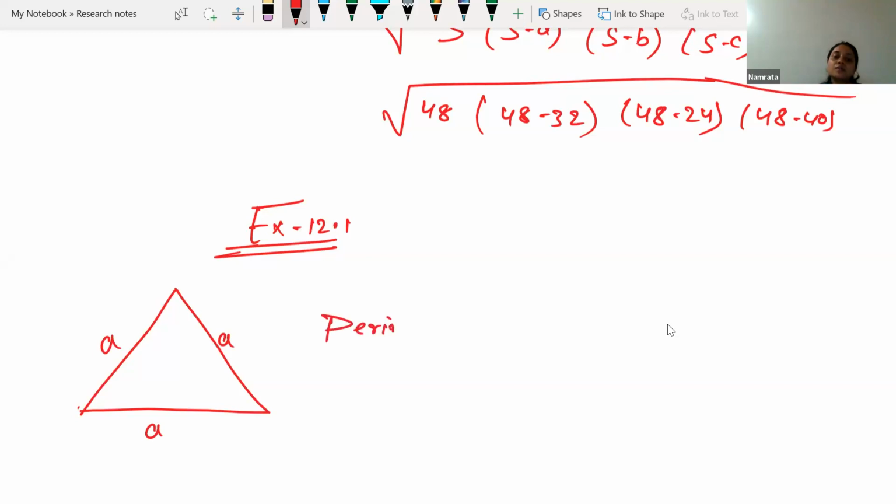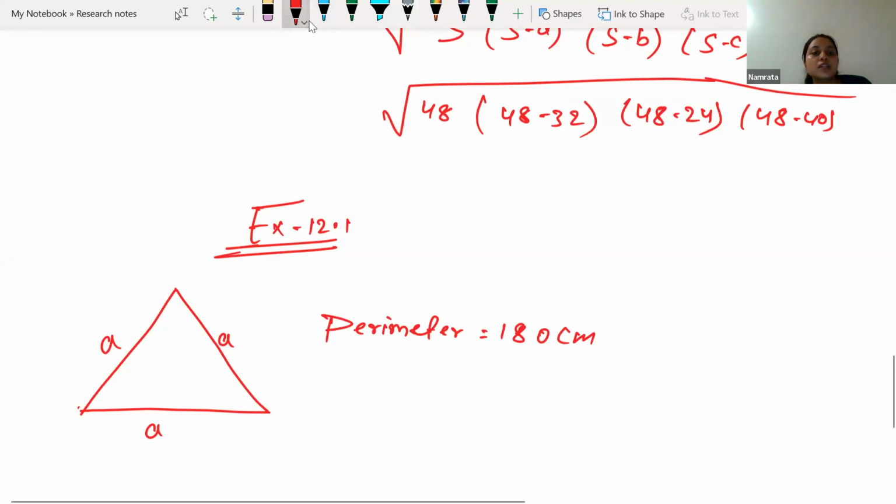The perimeter of this equilateral triangle is given as 180 centimeter. Now you need to understand what is perimeter and what is area. Whenever we are walking along the boundary of any shape, let's say I'm going to walk along the boundary. I'm starting from here, can you see the green color marker? I am starting and moving along the boundary of this shape, walking and covering one complete revolution.